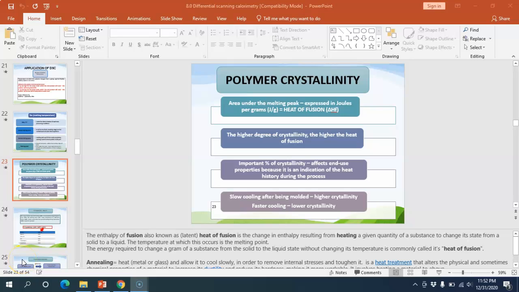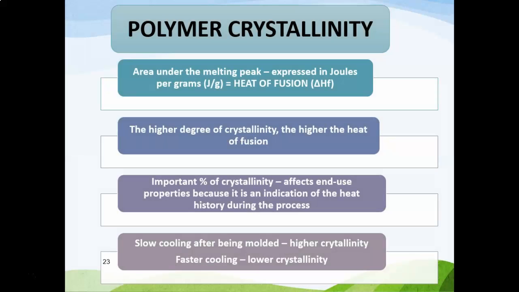We continue our DSC chapter with part 3. Okay, we proceed with the polymer crystallinity. We can measure the crystallinity of the polymer by looking at the delta HF, which is known as the heat of fusion. The unit used is joule per gram. And if the degree of crystallinity increases, the heat of fusion will also increase.